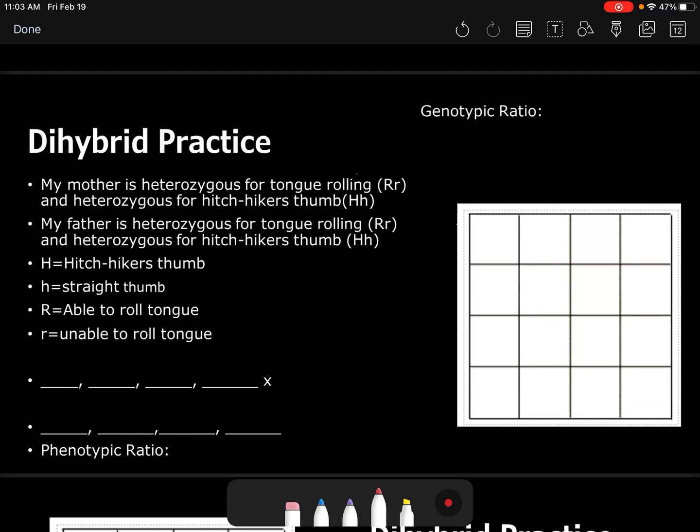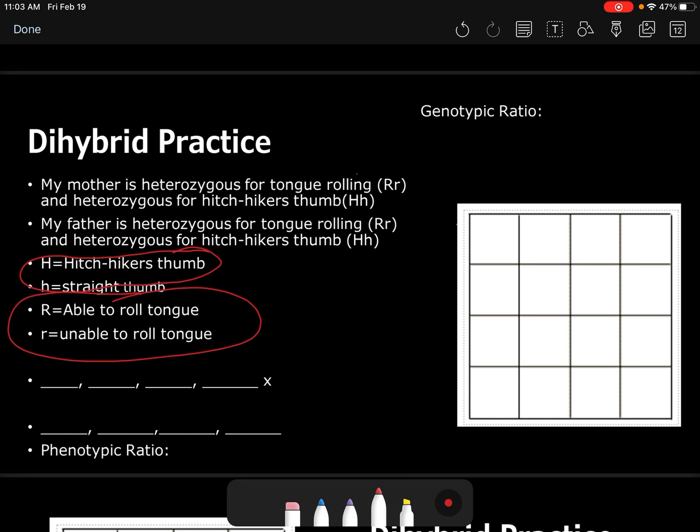Alright, now we are going to take a look at the dihybrid practice problems from the notes. The first thing we've got to look at is what are the potential alleles here. So we have hitchhiker's thumb, which is going to be capital H, and that will mean that hitchhiker's thumb is present. Little h means that you have a straight thumb. Big R means that you're able to roll your tongue, and then little r is unable to roll your tongue.